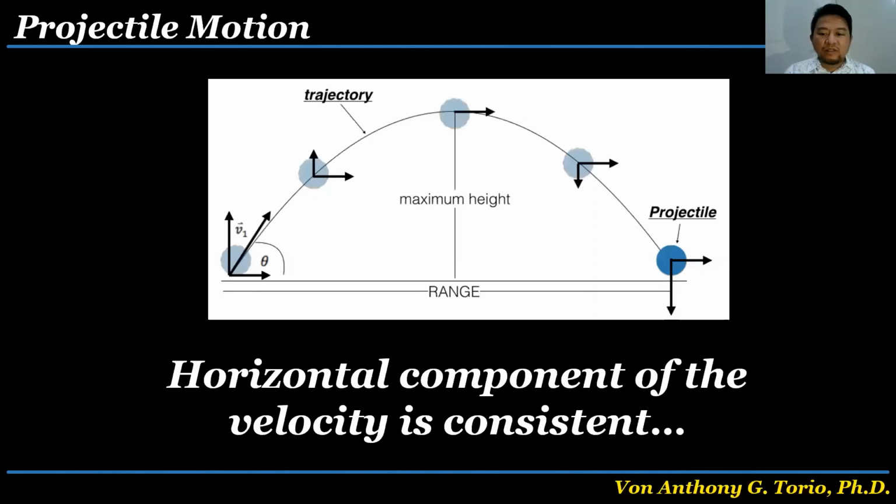So once again, the horizontal component of the velocity is consistent. That leads us to the idea that the acceleration is 0 along the horizontal. And the velocity changes along y such that as the object moves up, the velocity becomes lesser, and as the object moves down, the magnitude of the velocity increases. And that means that the acceleration due to gravity is negative, or downward.